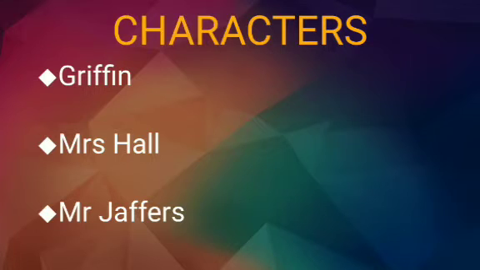The second character is Mrs. Halls. Mrs. Halls is a resolute lady, but she is very superstitious. She is the owner of the inn at Iping. Iping is a village where Griffin stays. The third character is Mr. Jaffers. Mr. Jaffers is a policeman. He is a dutiful policeman. In the later part, we'll come to know that he was called by the village people to arrest the protagonist of this story, Griffin, but he fails to arrest that invisible scientist.